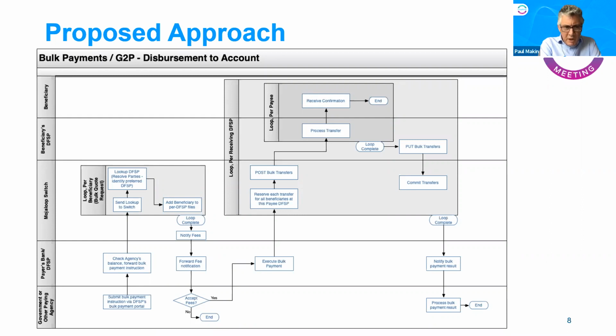So from the government's point of view, there is no change. From the payer's bank, it's essentially a return to business as usual, as opposed to having to change processes for Mojaloop. And it's a relatively straightforward change for the switch itself. And it's business as usual again for the beneficiaries and their DFSPs.